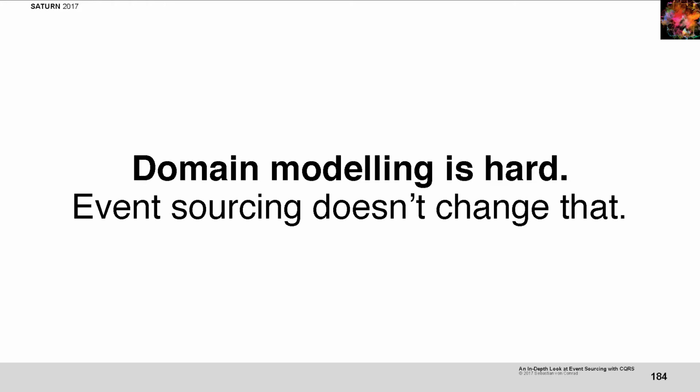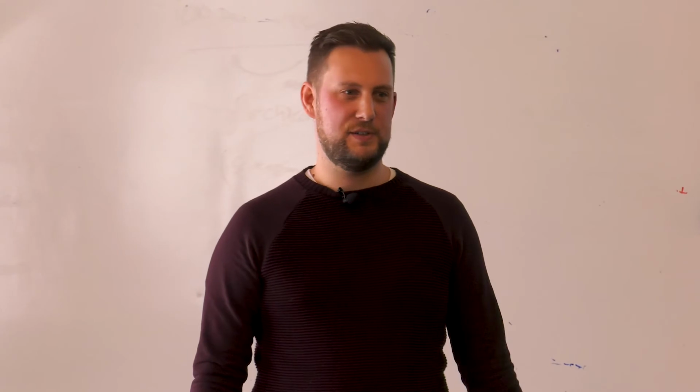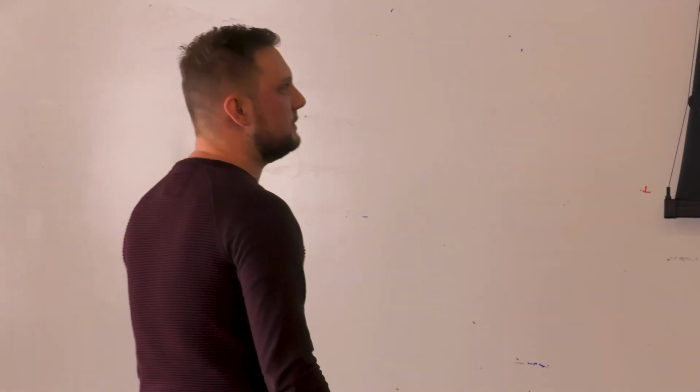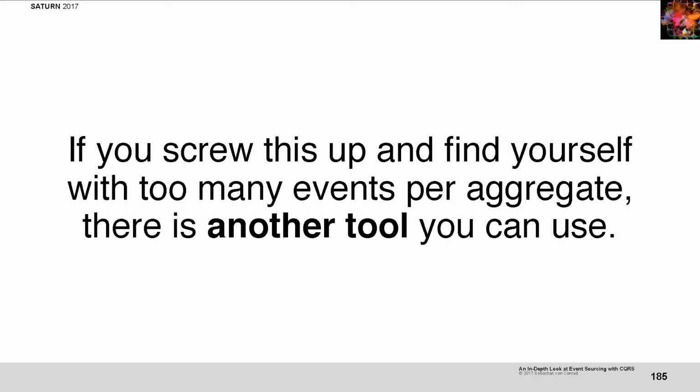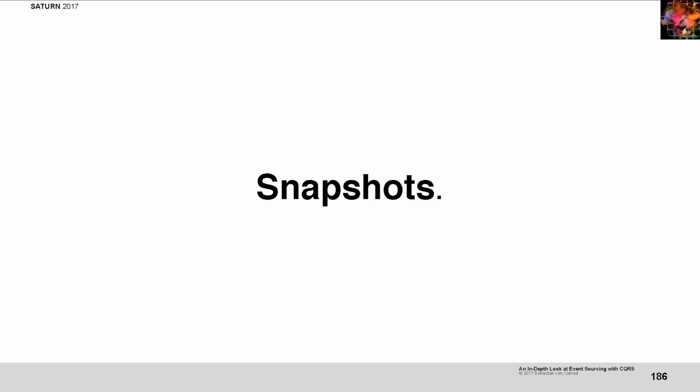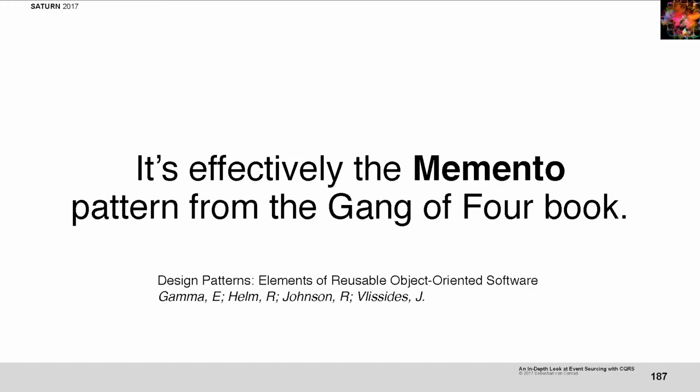Having said that, domain modeling is hard, and event sourcing doesn't change that. It doesn't give you any shortcuts or anything. I still lie awake at night on aggregate modeling decisions that I made 4 years ago, saying, oh damn, we should have done this. That's always going to happen. But if you screw it up, like I have done, and you find yourself with too many events per aggregate, there is another tool that you can use, and I think that this has been mentioned once or twice as well. It's called snapshots. Snapshots is effectively the memento pattern from the Gang of Four book, if you're familiar with that.